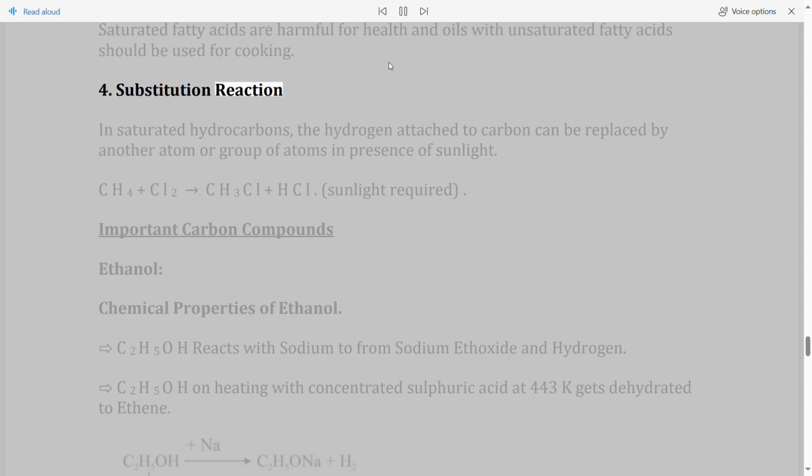4. Substitution reaction in saturated hydrocarbons. The hydrogen attached to carbon can be replaced by another atom or group of atoms in the presence of sunlight. CH4 plus Cl2 gives CH3Cl plus HCl. Sunlight required. Important carbon compounds: ethanol. Chemical properties of ethanol. C2H5OH reacts with sodium to form sodium ethoxide and hydrogen. C2H5OH on heating with concentrated sulfuric acid at 443 K gets dehydrated to ethene.